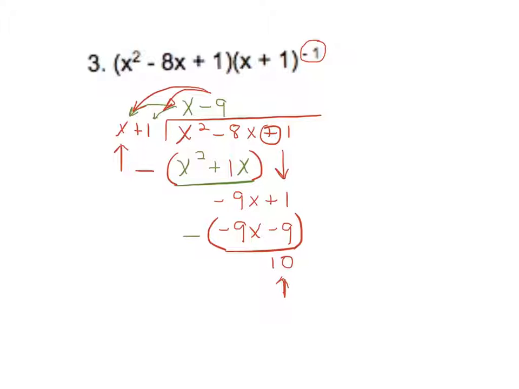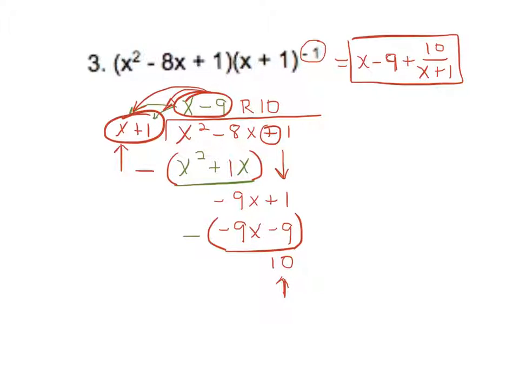When I write my remainder, I just don't put R10, you could put remainder 10. But in its best form, what we do is we say this division problem is equal to the x minus 9, the quotient, plus my remainder over my divisor. Remember, your x plus 1 is called your divisor, and so that is my best final answer.